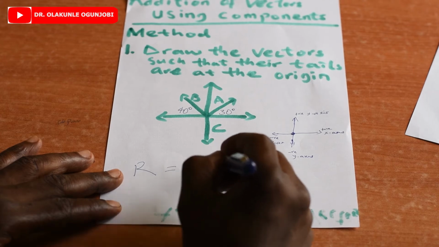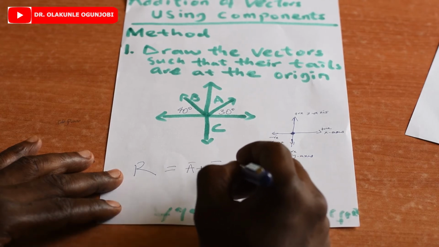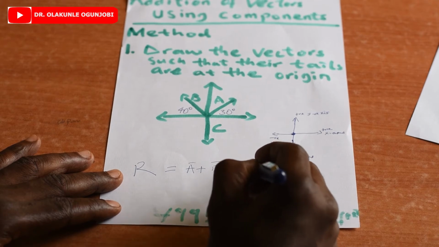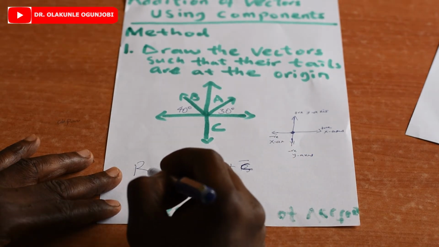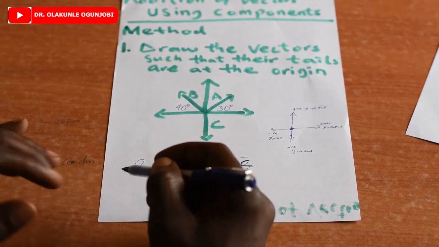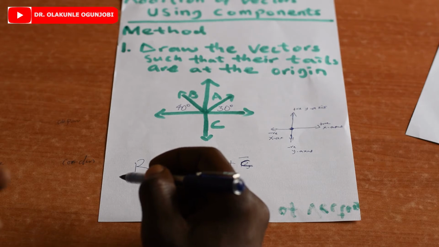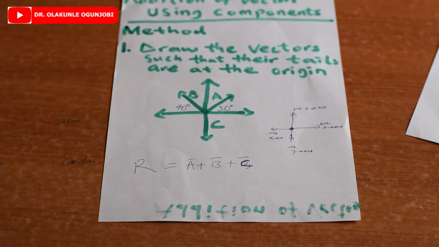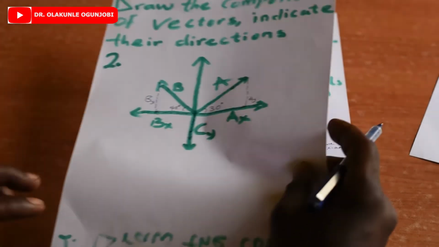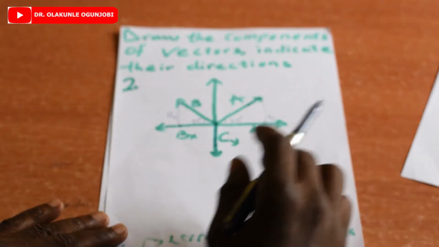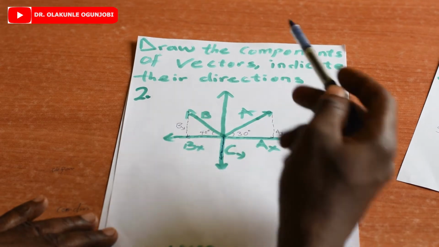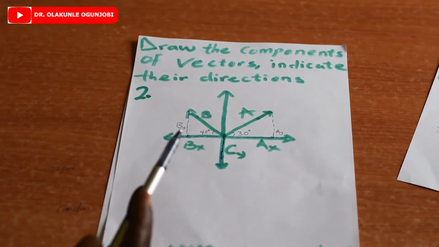A plus vector B plus, of course, vector C. So that's the first step to it. The second step is you should draw the components. Draw the components of vectors and indicate their direction.